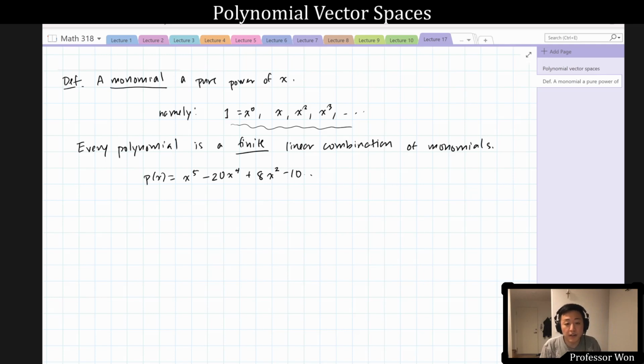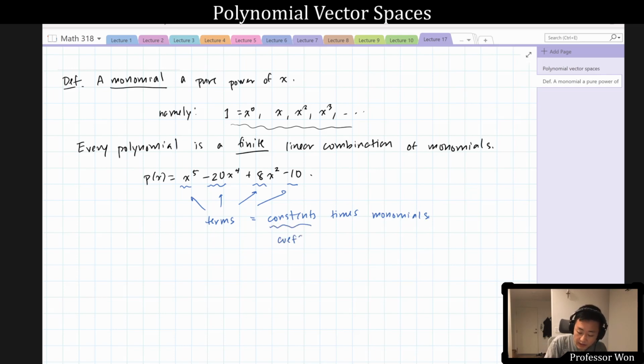Once you've written a polynomial as a linear combination of monomials, each of these summands is called a term. This polynomial has 4 terms, which are just constants times monomials. I could say scalar multiples of monomials. And the constants here are called coefficients. Again, none of this should be new. I just want to make sure that we have it all down.